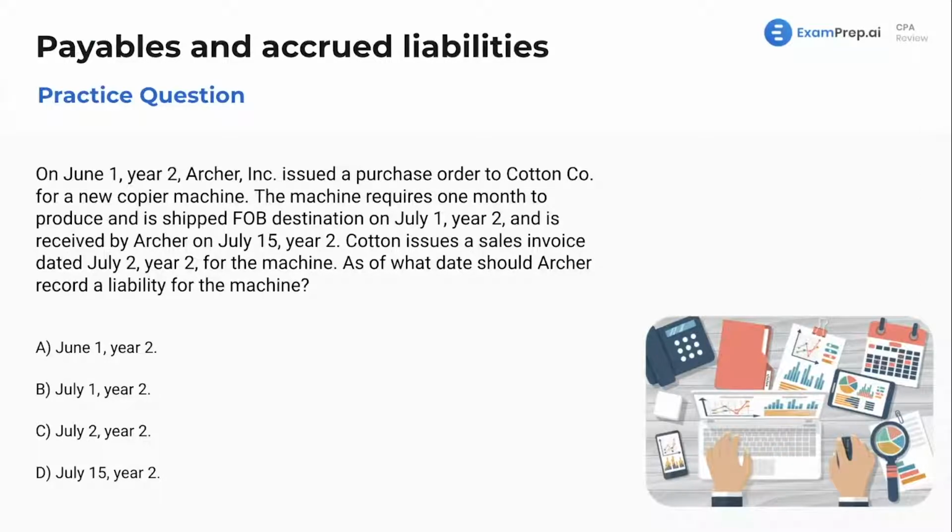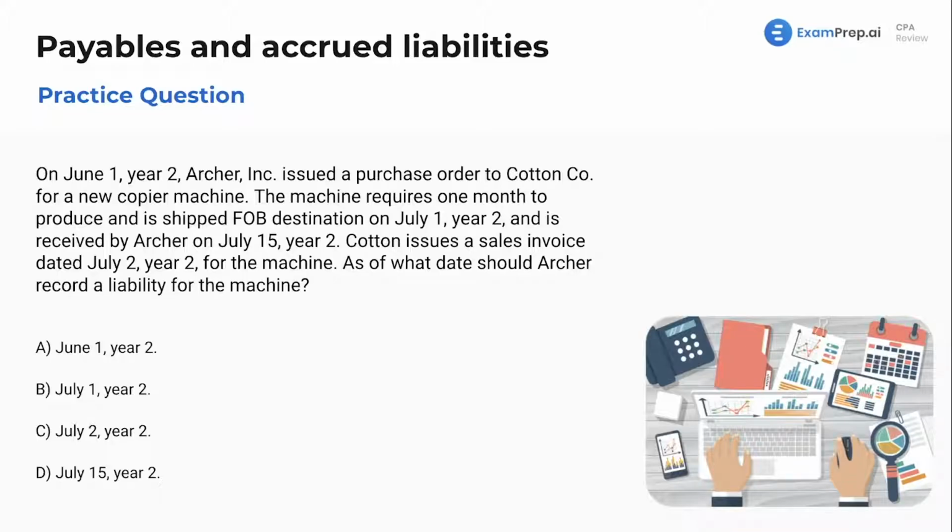Let's do some questions on payables and accrued liabilities. On June 1st, year 2, Archer Inc. issued a purchase order to Cotton Company for a new copier machine. The machine requires 1 month to produce and is shipped FOB destination on July 1st, year 2, and is received by Archer on July 15th, year 2. Cotton issues a sales invoice dated July 2nd, year 2 for the machine. As of what date should Archer record a liability for the machine?